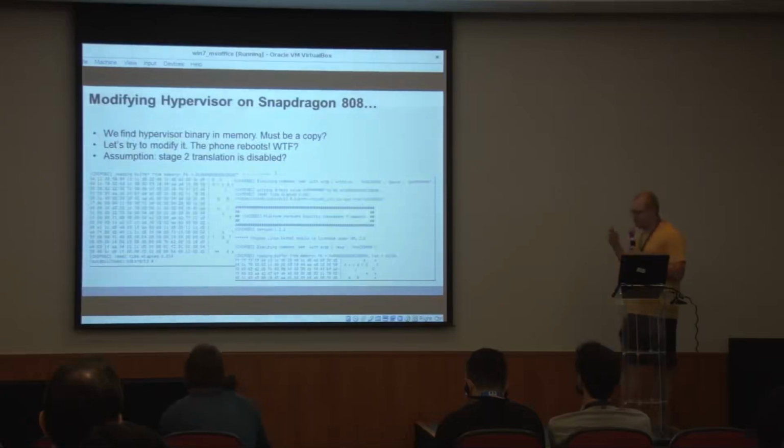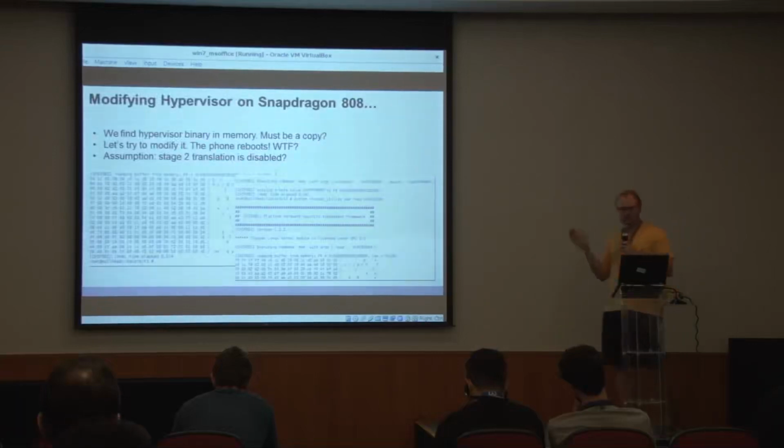And also we were thinking about why, in the first place, when we read the hypervisor from the original address, we read the real hypervisor. Because if there were a second level of translation, the address is supposed to be different. And we made an assumption that the second stage of the translation is disabled. And then we confirmed it later.